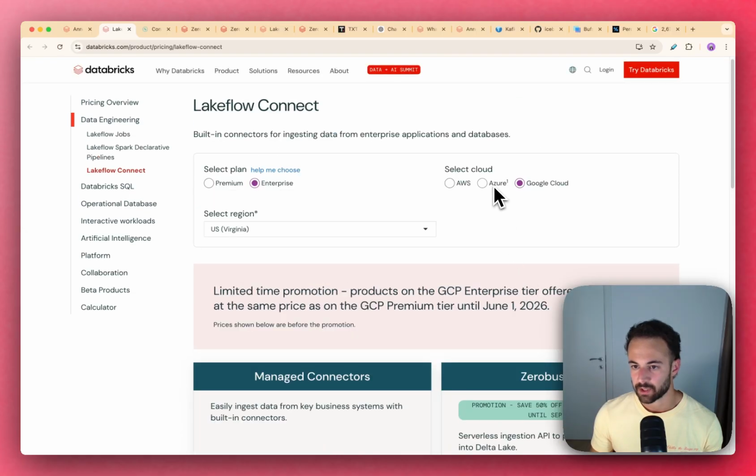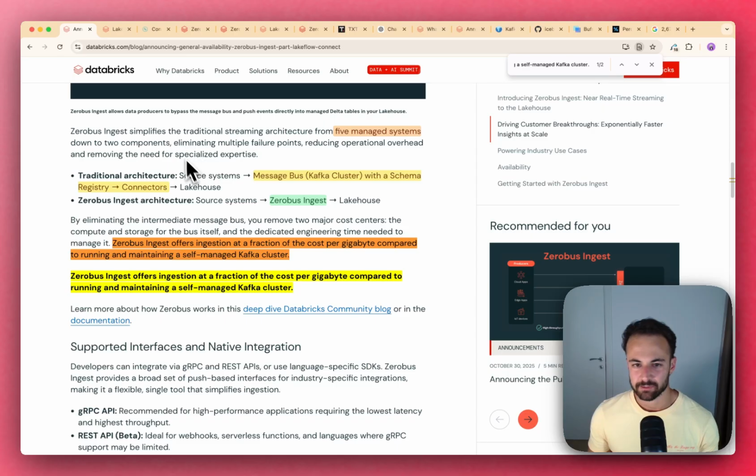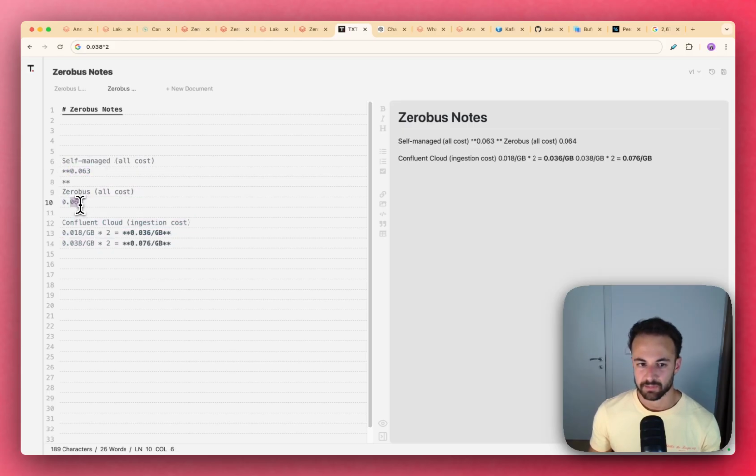Seems to be more or less the same price. Azure doesn't have the enterprise option yet. In any case, it seems competitively priced. I wouldn't say it's a fraction of the cost per gigabyte for running your own Kafka cluster, but it certainly seems competitive, unless I'm missing something.